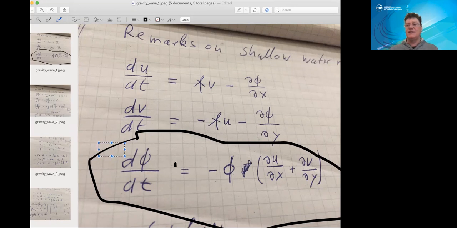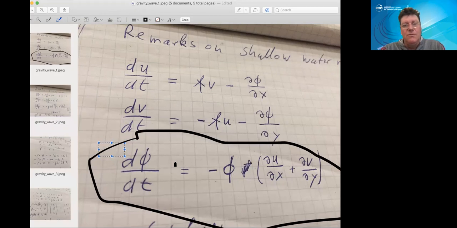It just tells us whenever there is a convergence in our fluid, the height of the fluid has to go up because the mass has to go somewhere. When there is a divergence in our fluid, then the height has to go down. It's just a very intuitive conservation law.